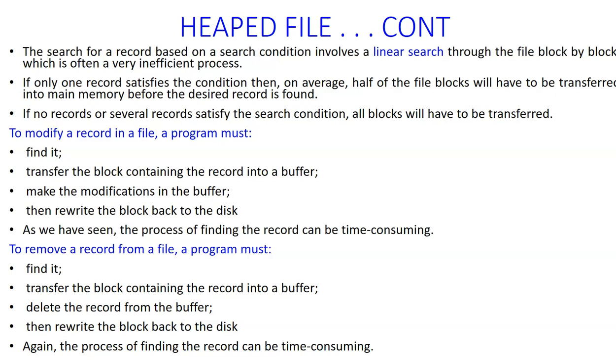So a block is copied into the memory buffer, then a search is done. If the record is not there, then it is copied back onto the disk, then another block is put in the main memory, and a search is done. If it is not there, it's taken back to the disk. So that is the process of the linear search.